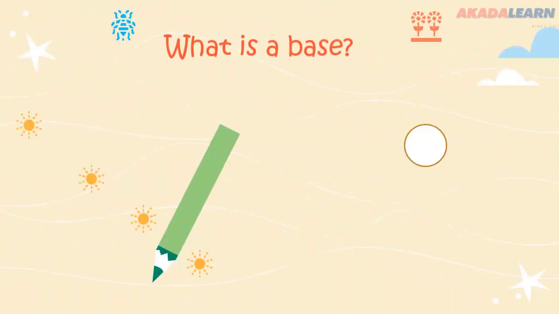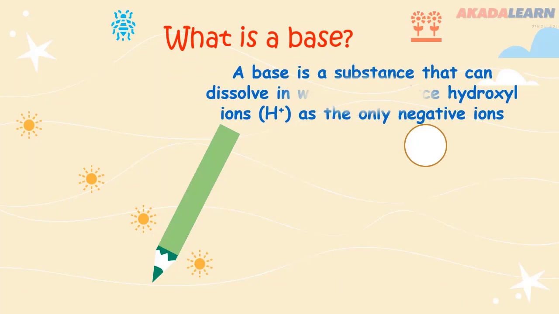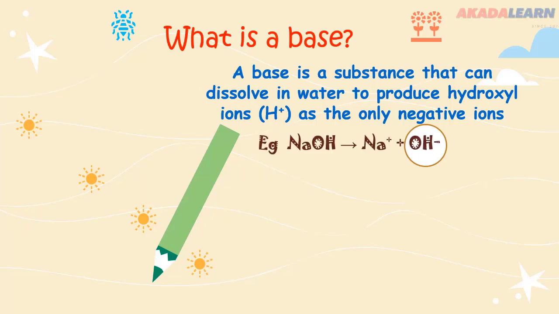So, what is a base? A base is a substance that can dissolve in water to produce hydroxyl ions, that's OH ions, as the only negative ions. An example, NaOH will dissolve to give us Na plus OH minus. That's the OH you can see in that white circle. An alkali, on the other hand, is a base, but it is a soluble base.